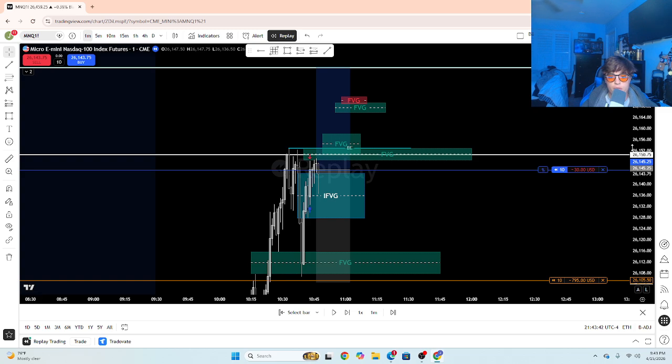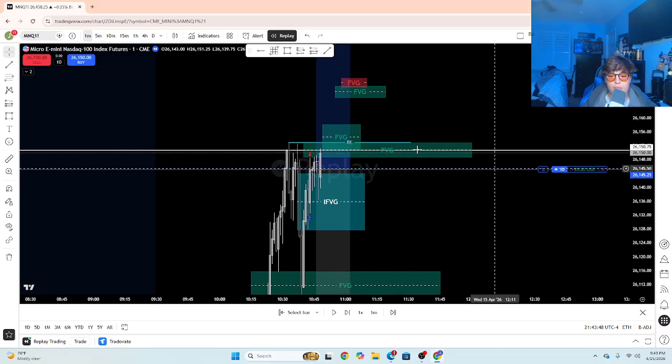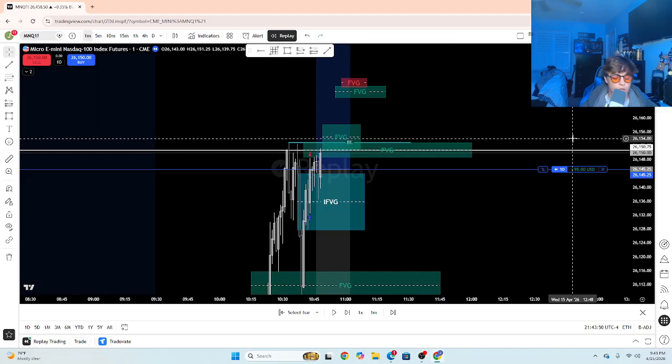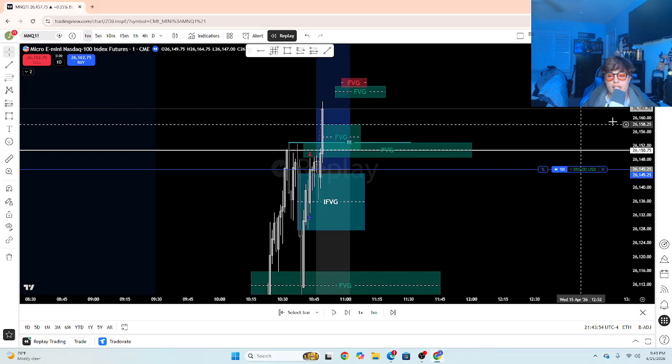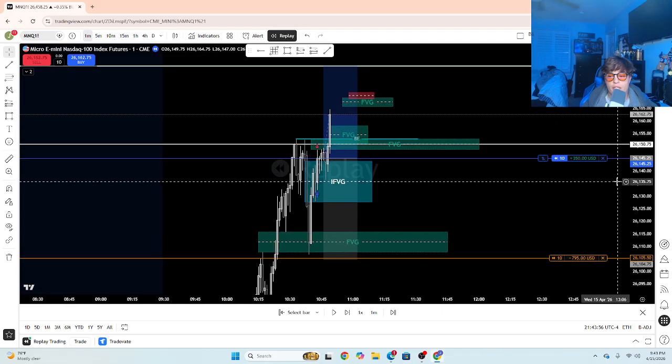Now what do we see? We keep respecting this gap. That is good. That gap needs to hold. Okay, now this point, this is a key point. I had break even marked here. What do we do? This is the candle where I believe I went break even.